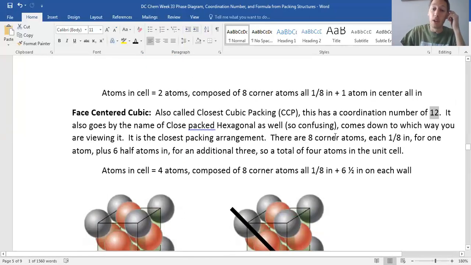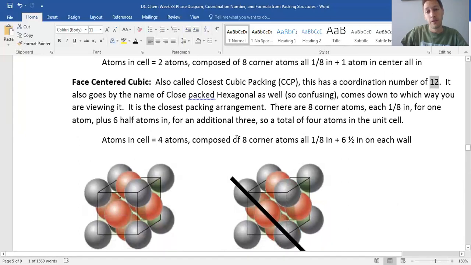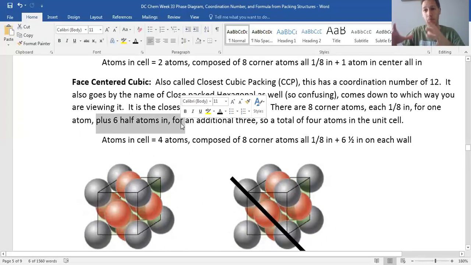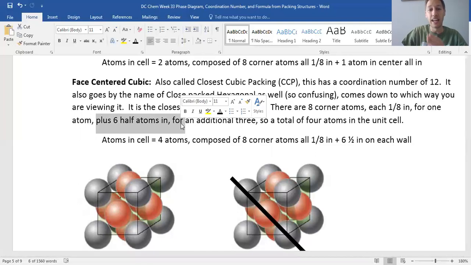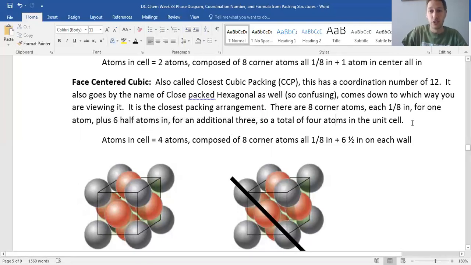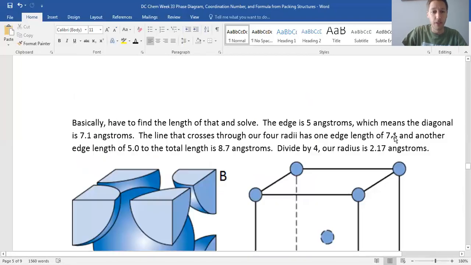So when it comes to the unit cell, though, we don't draw the unit cell like that because it has to be repetitive in the same pattern. And so the way you draw it is you actually have 8 corner atoms, and then you have atoms on the faces of the square. So think about like a box, and every single face actually has an atom half in, half out. So we're going to have 6 half atoms in for a total of 4 atoms. So you have the 8 corner atoms still. Each one's going to be 1/8 in. And it's going to have 6 faces on each wall.